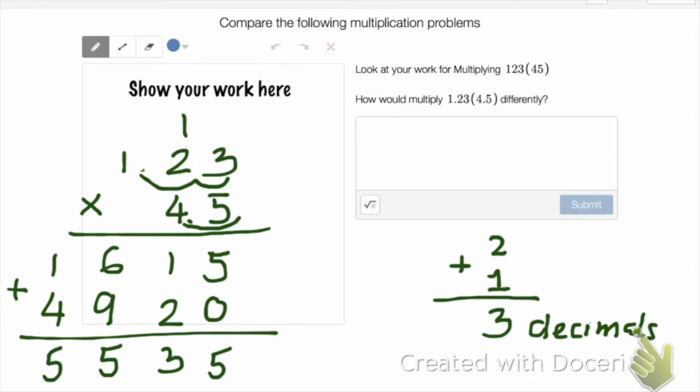Okay, so now I need 3 decimal places in my answer. So let's start to move the dot. We start here. 1, 2, 3. So I move 3 times. So 1 and 23 hundredths multiplied by 4 and 5 tenths equals 5 and 535 thousandths.